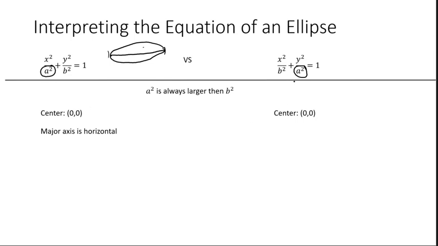And then for the other one, the a squared is with the y term. So with that being said, the major axis in this case will be vertical. It's going to be like this, where it's going to be up and down. So the major axis is longer in the vertical direction.